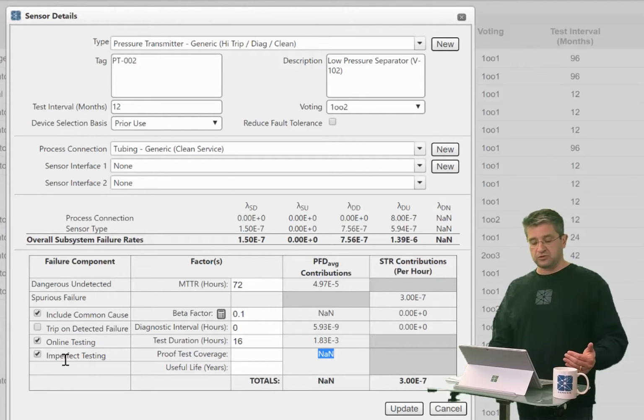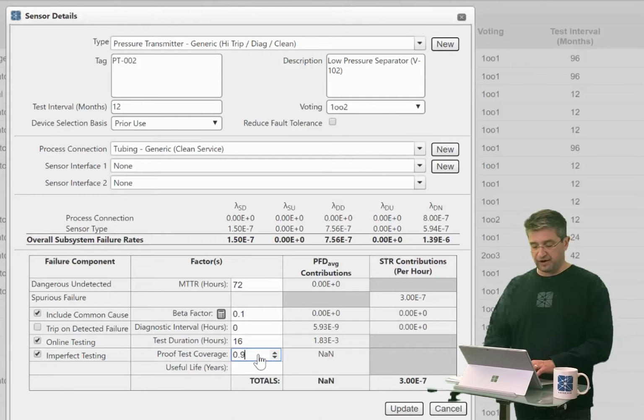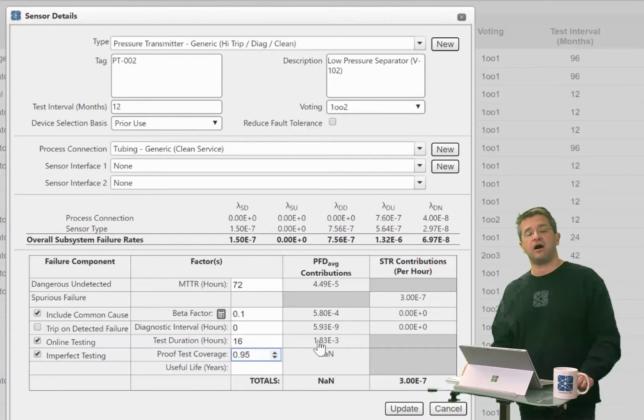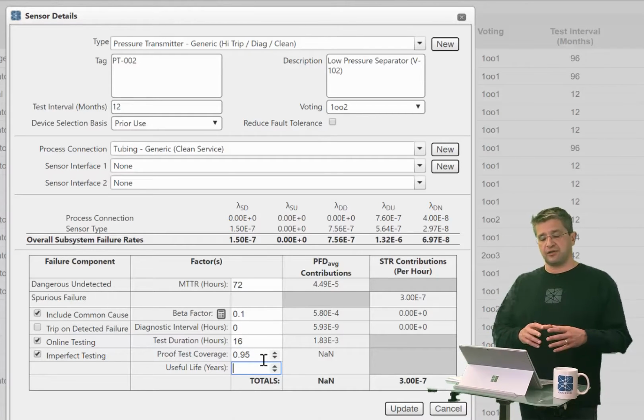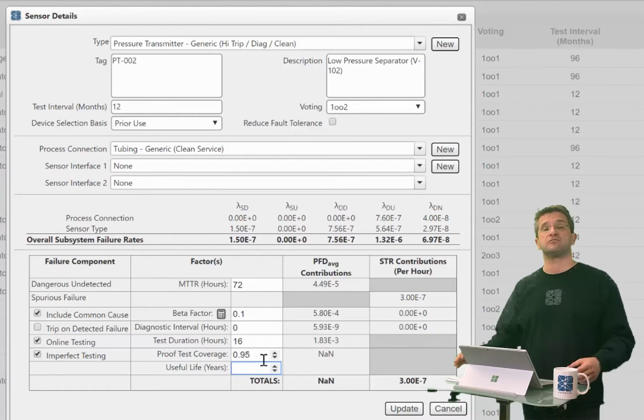In order to calculate imperfect testing for each component, you first need to determine the coverage of the manual proof test. I'll say 95% or 0.95 is the fraction that could be detected by a manual proof test. And then you'll need to enter in the useful life of the device, because the imperfect testing failures accumulate over the entire useful life.